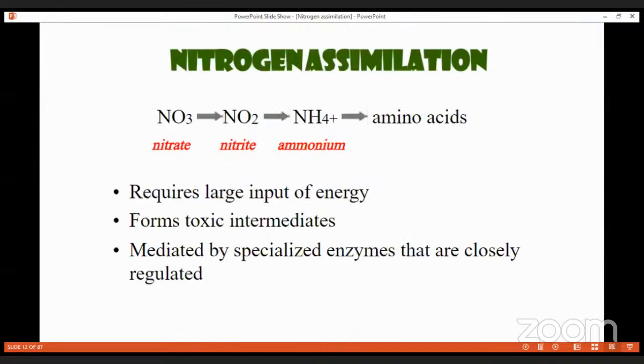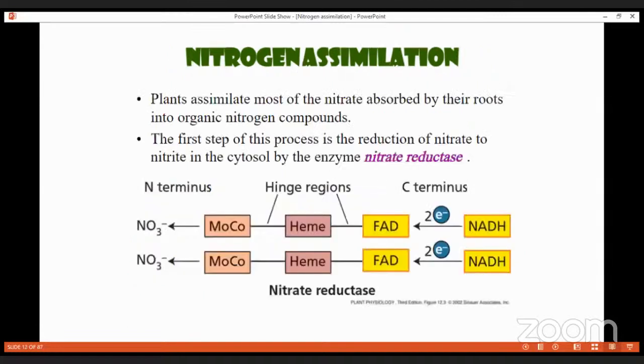Okay, so how does nitrogen assimilation happen? The plant takes up nitrogen in the nitrate form and can convert it into ammonium, and through the GS-GOGAT pathway it is directly converted into amino acids. So it requires a large amount of energy. The toxic intermediate, as we have discussed, is ammonium, and specialized enzymes are required that can regulate this process, because if the process is not critically regulated, it will create toxicity within the cell. So the cell will ultimately die.